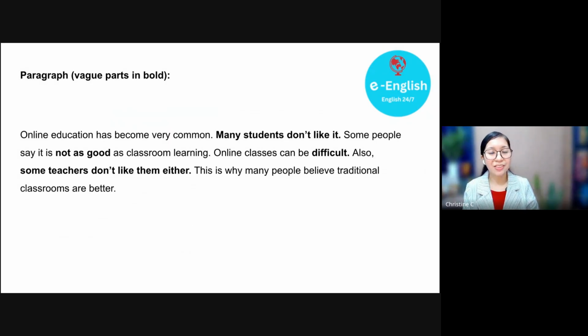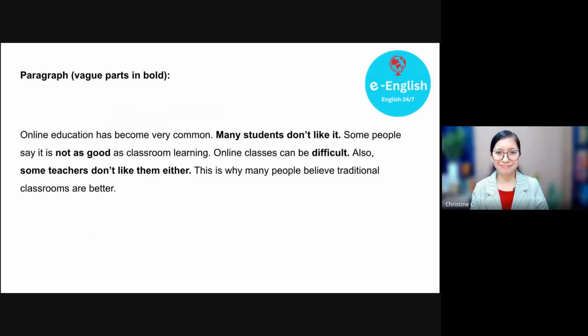Take a look at the parts in the bold, and if you have any ideas, feel free to unmute yourself and tell me how we can make it better. Online education has become very common. Many students don't like it. Can we expand further this expression? What kind of students? And what do we mean when we say don't like it? Does anybody have an idea, a suggestion on how we can improve this part?